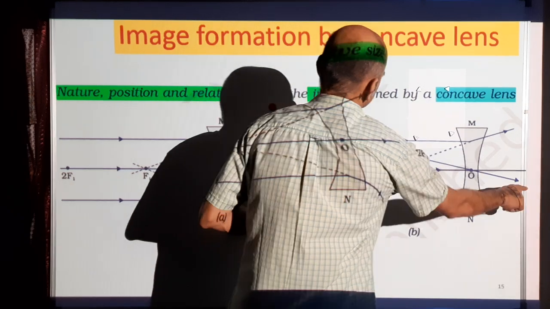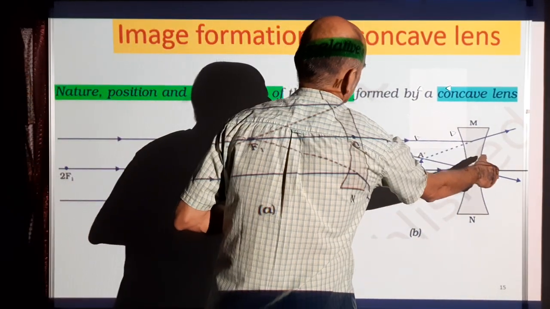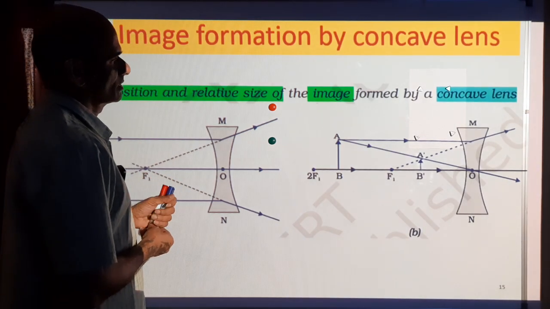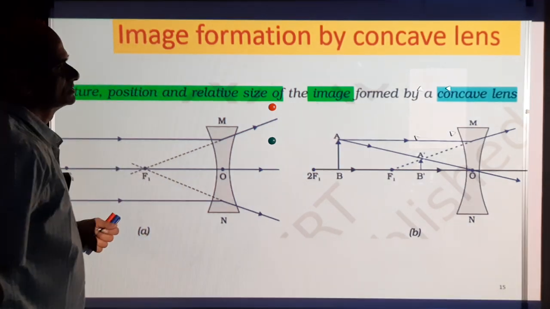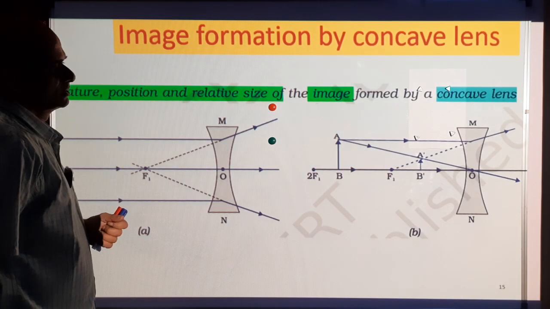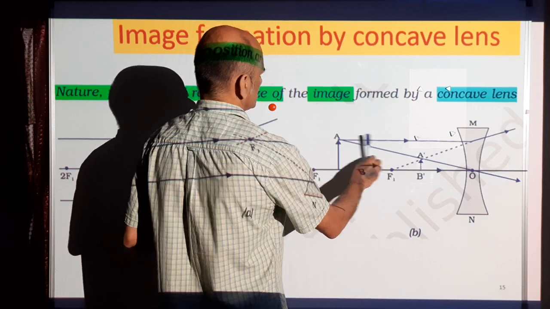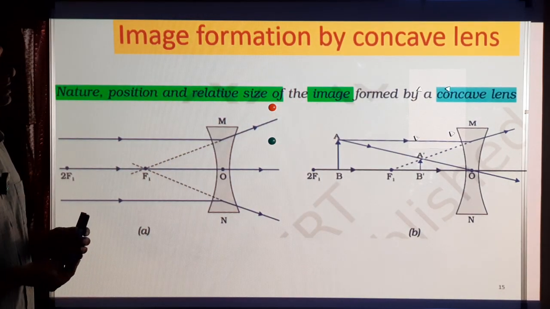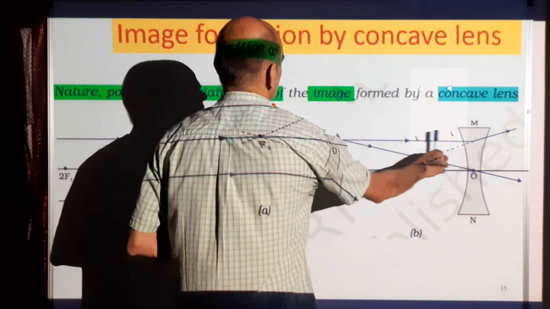Parallel ray after refraction will go like this, so that it appears to start from the focus. The ray through the optical center will go straight, and this is projected backwards. So these 2 light rays 1 and 2 will appear to start from here. So the image of A is A prime there. If we take a middle point A1, it will appear to start from here, the divergent light rays. So now here, if we try to move the object inside, the image will also go closer to the lens. For a virtual image, the property is if the object distance decreases, image distance also decreases.